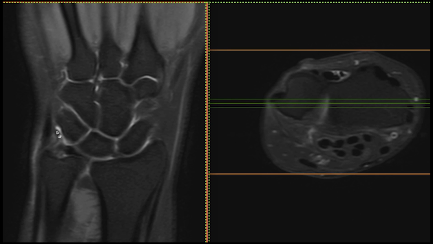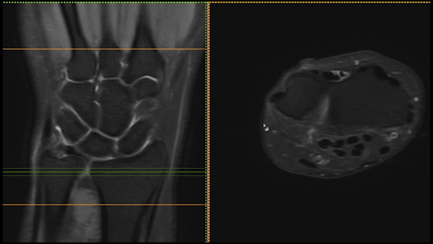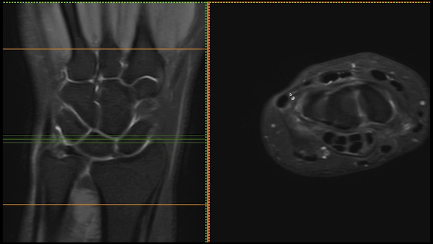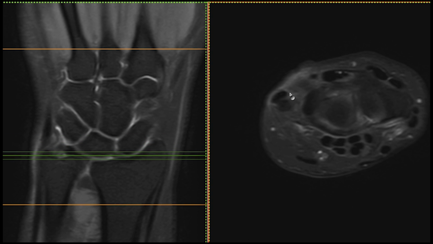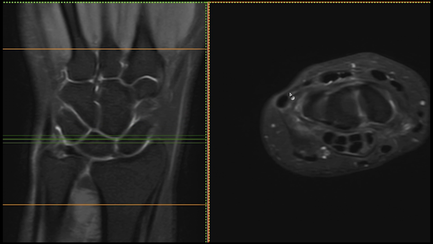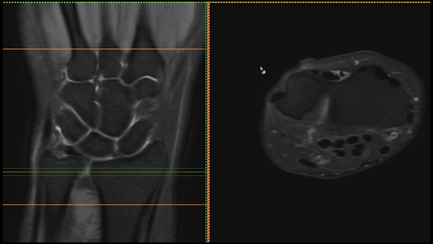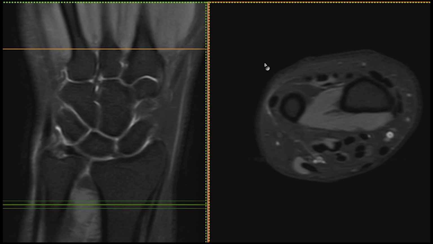So, a must not-to-miss structure is adjacent extensor carpi ulnaris, which you can assess axially as well as in coronal plane. At least all the structures or pathologies need to be confirmed in two planes. That gives better yield. There is edema surrounding extensor carpi ulnaris with surrounding soft tissue edema, which could be tenosynovitis. This is one of the tendons which gets dislocated, subluxed, which is coming slightly out, but it's acceptable, not significant dislocation.